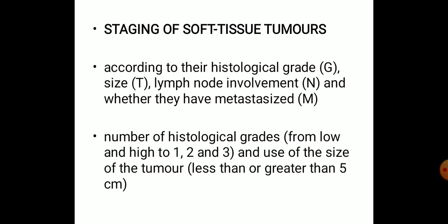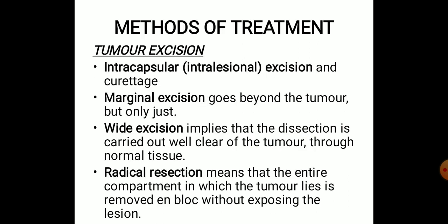Next one is staging of soft tissue tumors. Soft tissue tumors are mainly staged by the TNM classification. TNM is mainly for the size, whether the lymph nodes are involved, and whether it is growing metastasis or not. There is also one more thing called histological grade, from low to high, 1 to 3, which is also given according to the growth of that particular tissue. So this is the basic TNM classification, how we can stage these soft tissue tumors.